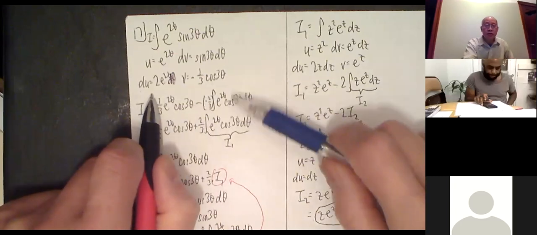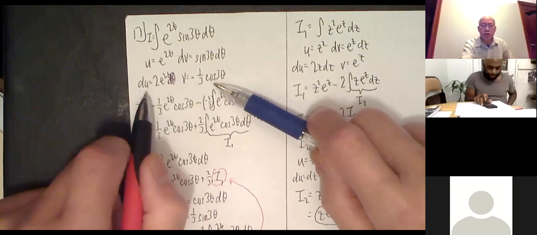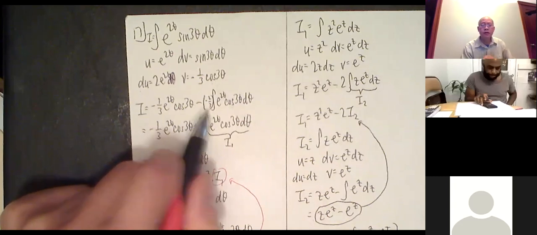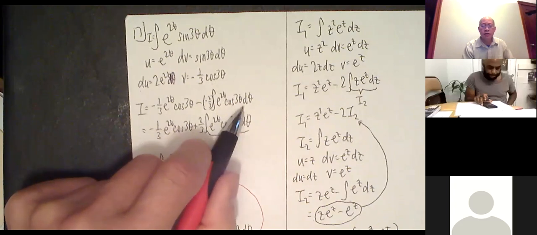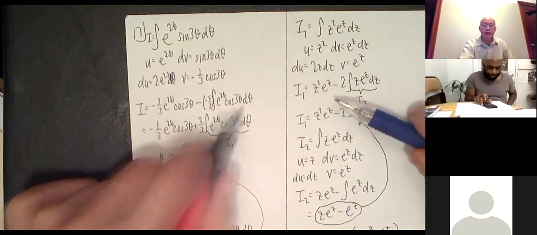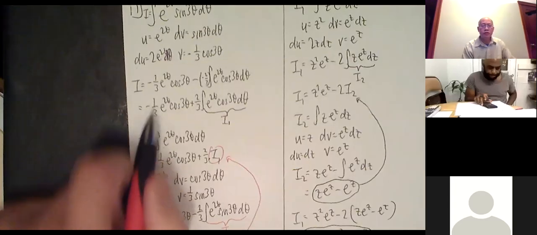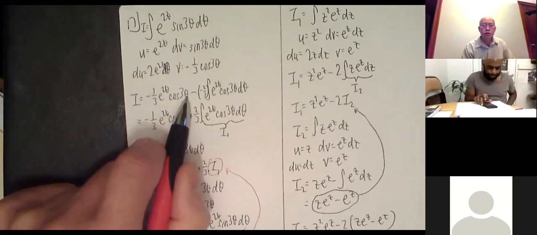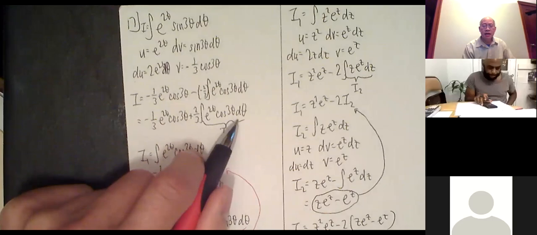So now I have to put these two together. So for constants, I have a negative 1/3 times a 2. I'll bring that outside as a negative 2/3. E to the 2 theta, cosine 3 theta, d theta. And I have a double negative here. So I'm going to write negative 1/3 e to the 2 theta, cosine 3 theta, plus 2/3 e to the 2 theta, cosine 3 theta, d theta.